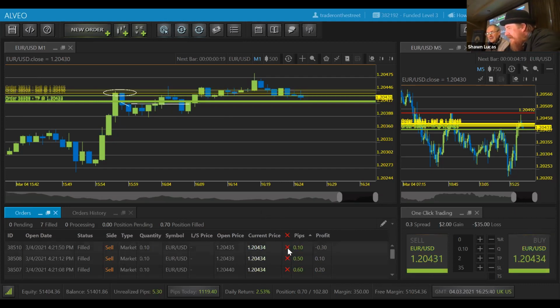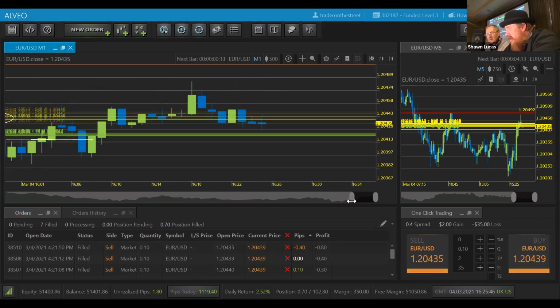I'm just gonna get ready to close some of those out. We'll zoom in a little bit more. See, that wick just came down and touched that area. Didn't follow through. So we need a body close right here.